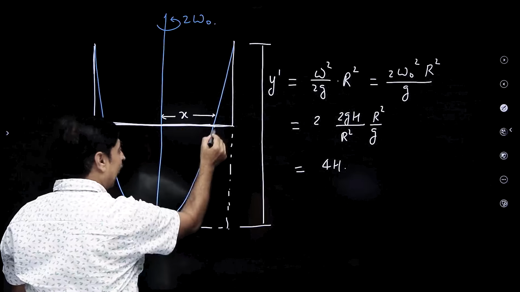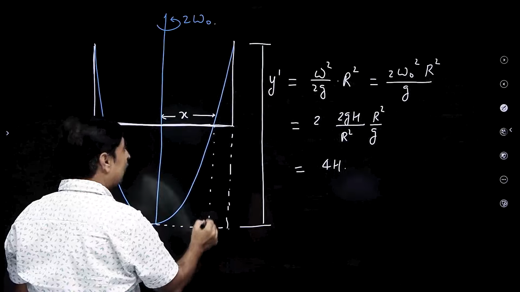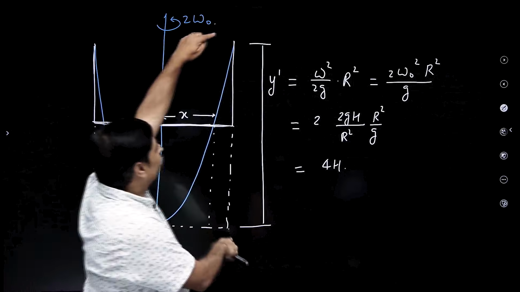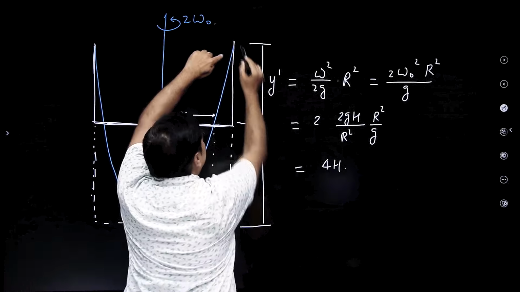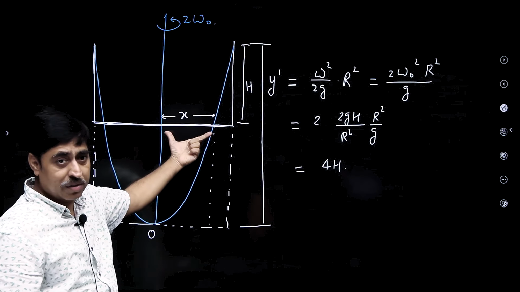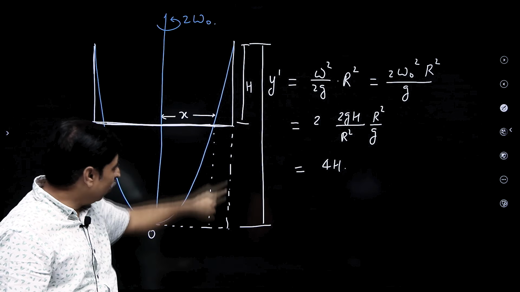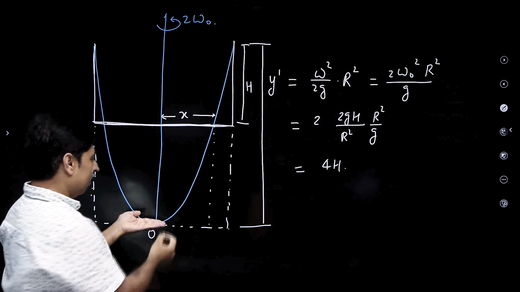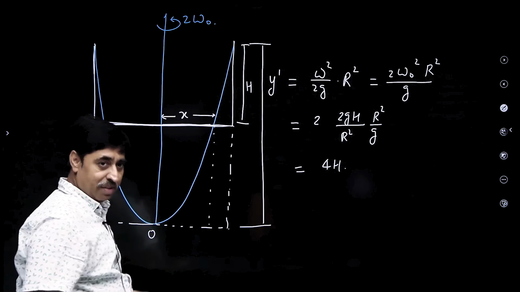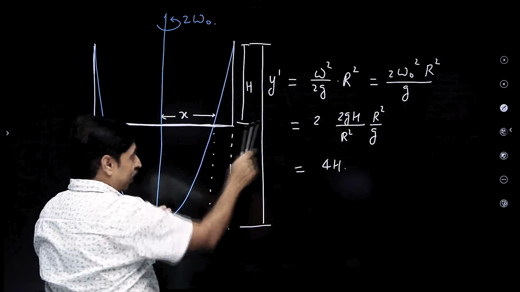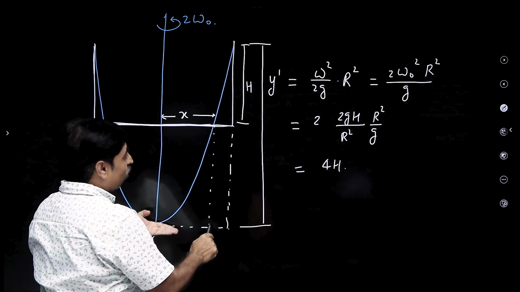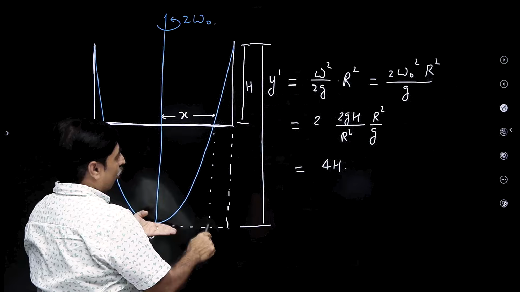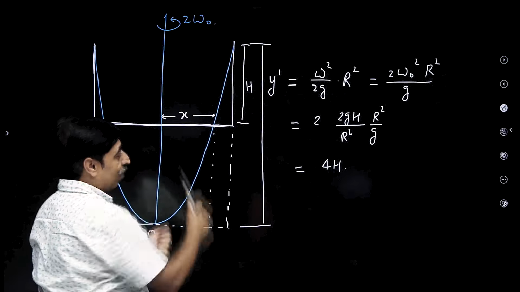The value of y at this particular point is 3h. I hope you understand. This is 4h and this is h, the actual depth of the container. So this is 3h. So what is this value x when this y coordinate is 3h? I am taking this as origin, this as x-axis, this is y-axis. So I'll ask my equation: what is the value of x when y is equal to 3h?